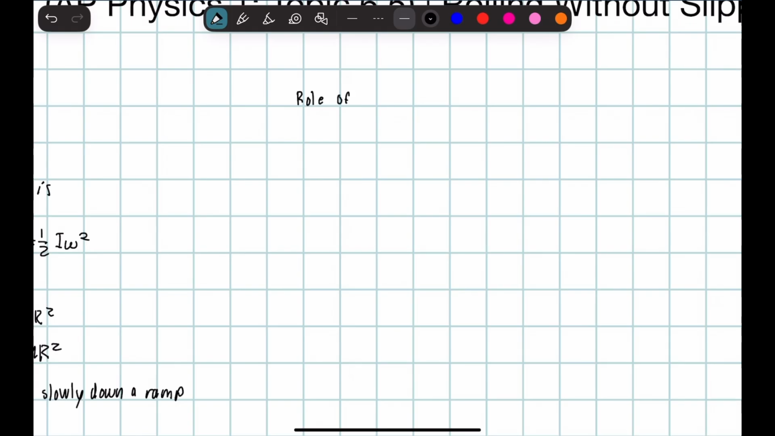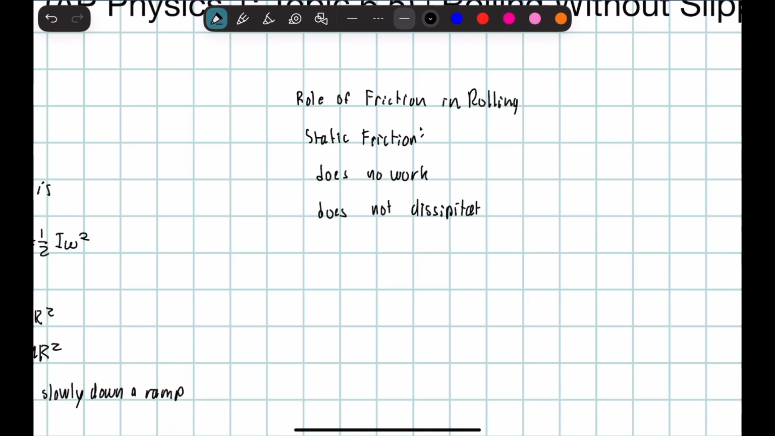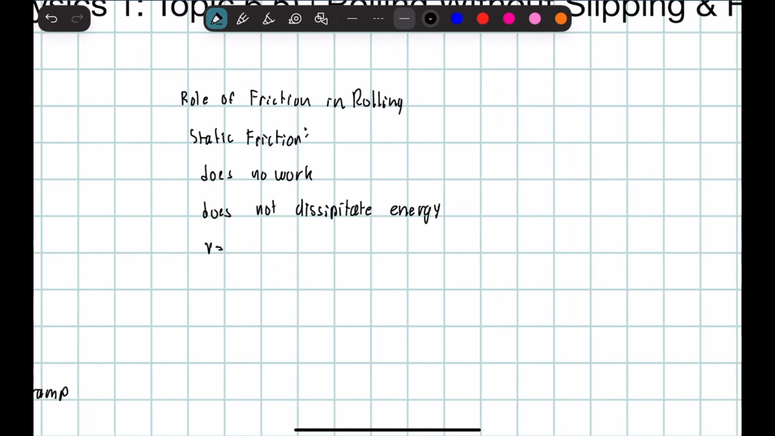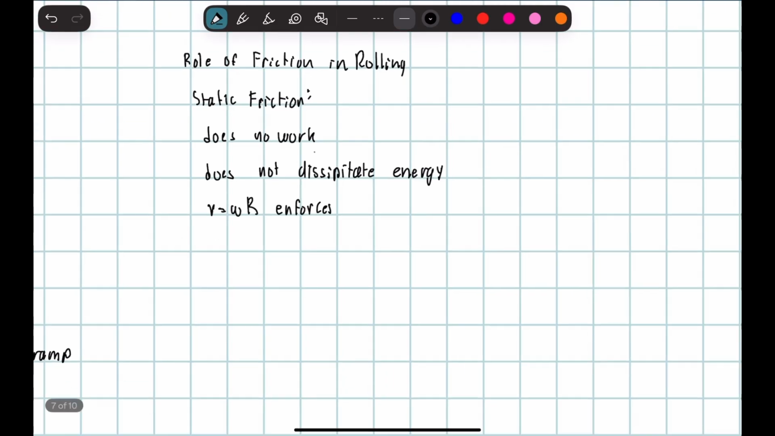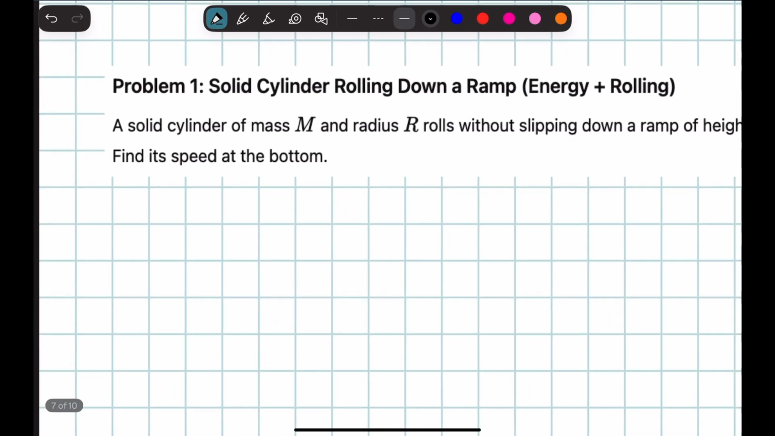Now let's continue with the role of friction in rolling. In rolling, static friction does no work. It also does not dissipate energy. And it's also essential for enforcing v equals omega r. Let's do some practice problems that show these.